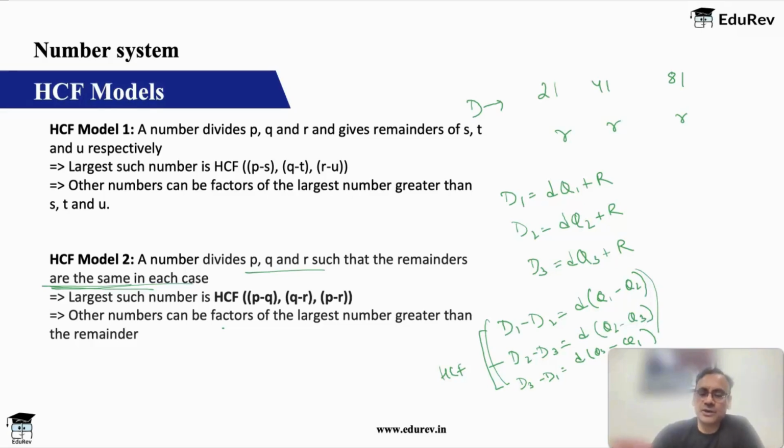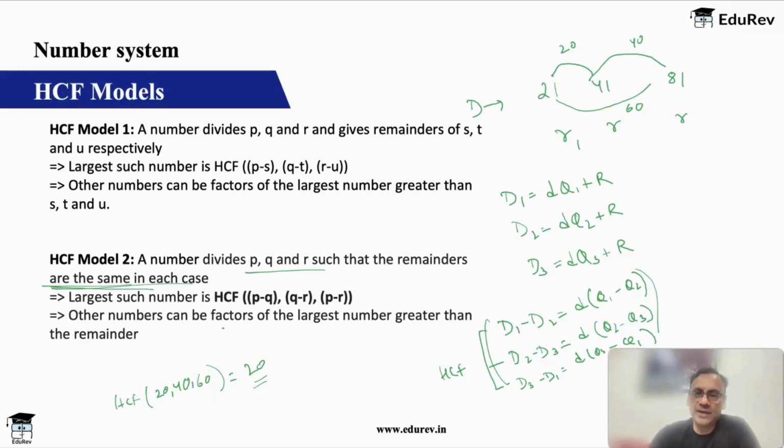Okay. If you understand that, here 41 minus 21 is 20. 81 minus 41 is 40. 81 minus 21 is 60. So basically, you take the HCF of 20, 40 and 60, which is 20. So your answer is 20. And you can see if 21 is divided by 20, you get a remainder of 1. If 41 is divided by 20, you get a remainder of 1. If 81 is divided by 20, you again get a remainder of 1. Okay. So basically you subtract.